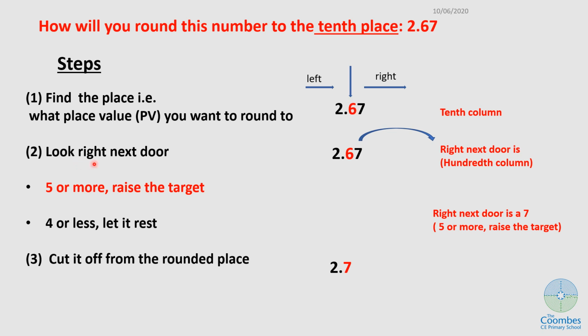Second step, look right next door. Now, from my target, if I look right, it's a 7. Now, which of these will I apply? Obviously, 7 is 5 or more. So when it's 5 or more, you raise the target digit by 1. So I'm going to raise the target digit from 6 to 7 and then cut it off. So my rounded number is actually 2.7. You can see I have also kept this 2. So it's 2.7.